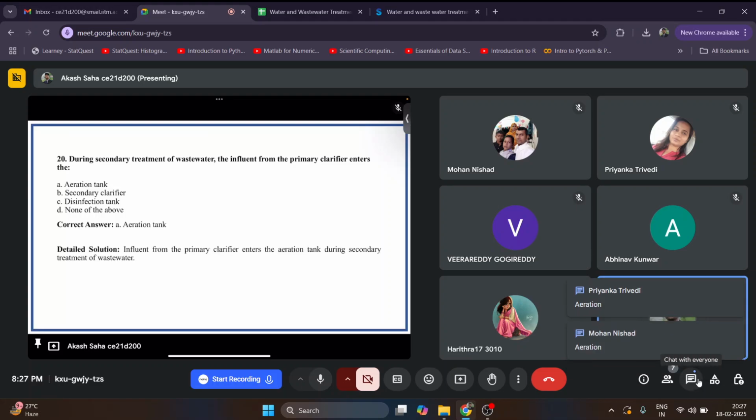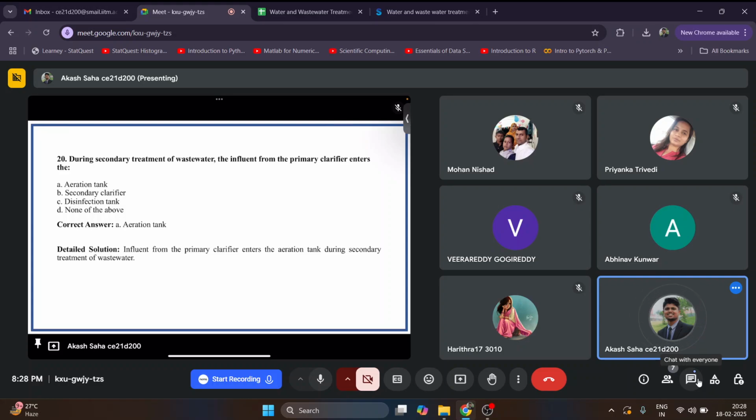Please be careful with the terms. After the primary clarifier, it will not directly go to the secondary clarifier. It will first go to the aeration tank where the degradation will happen, and then it will go to the secondary clarifier where the floc will be settling down. So that's how it should be.